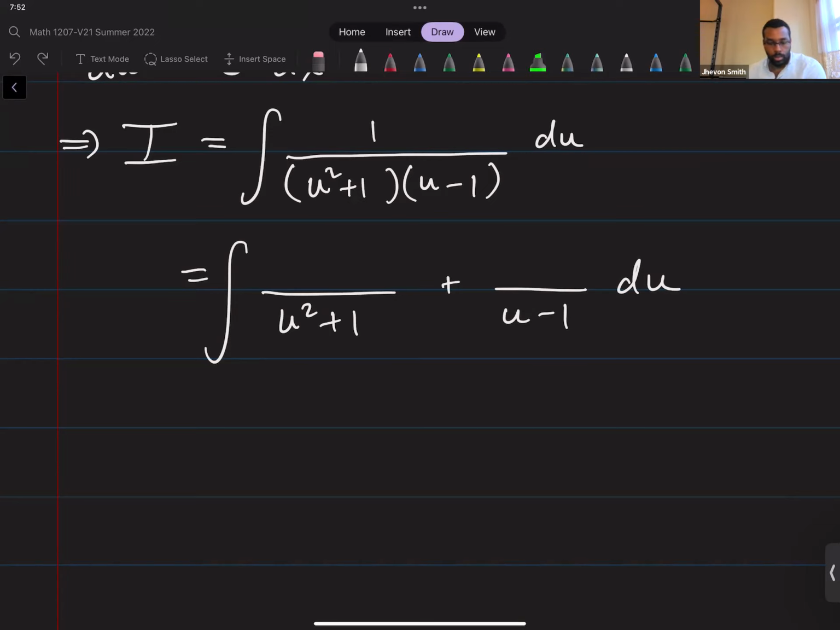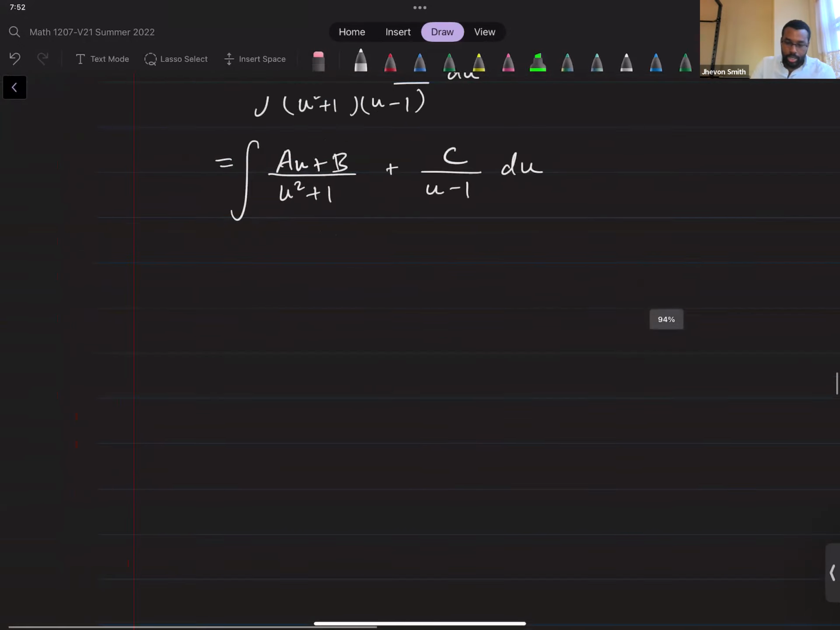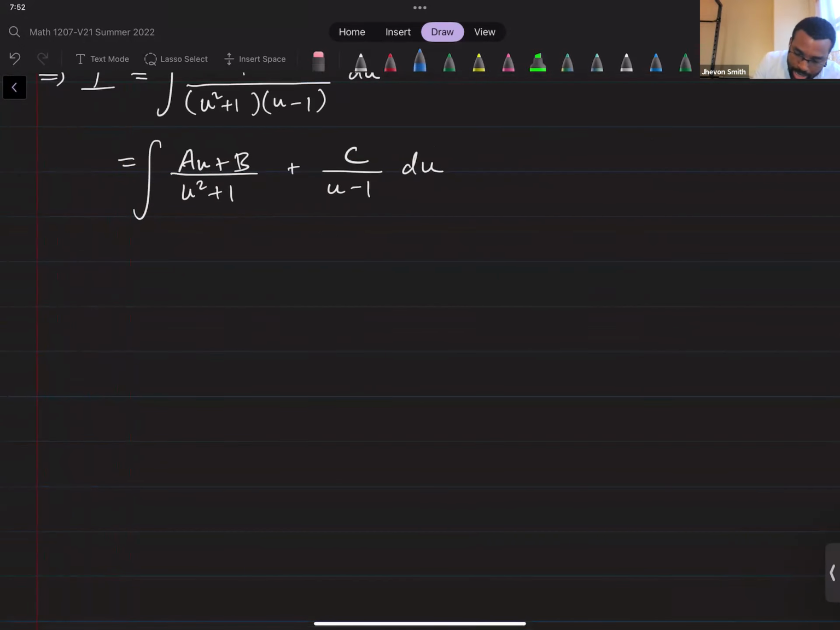That would be Au plus B, and this guy would just be C. Right? So that's the integral we want. So now let's actually figure out what that is.